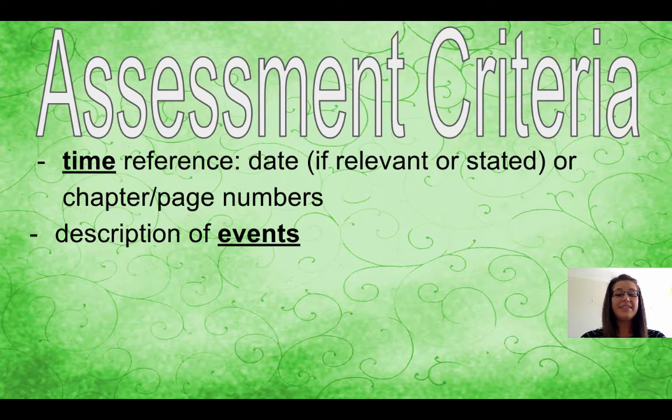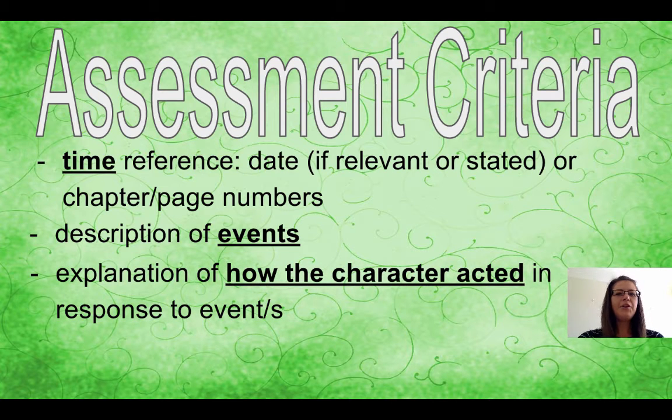Your timeline entry has to describe the events that have happened, the main events, the major events. Not every event that has happened, so you're going to have to think carefully about what is important and a major event that you have just read about in your chunk that you've been reading. And then you will explain how the character, the main character, acted in response to this particular event, or it might be a couple of events.